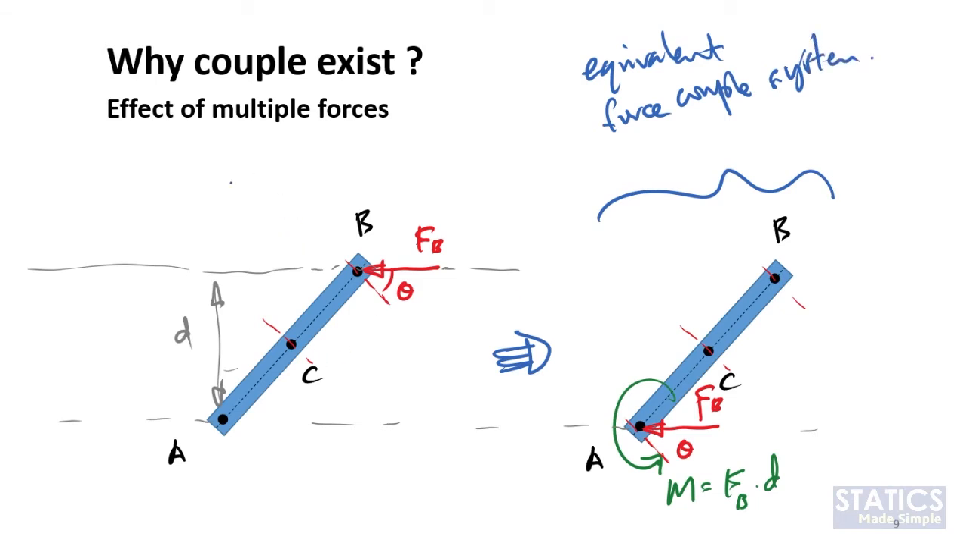So we have this as our original system, or original way of applying the force. We applied force at B. At A we don't have any force, but when we apply this FB at B, A will feel this. This is the equivalent effect of applying force at B.